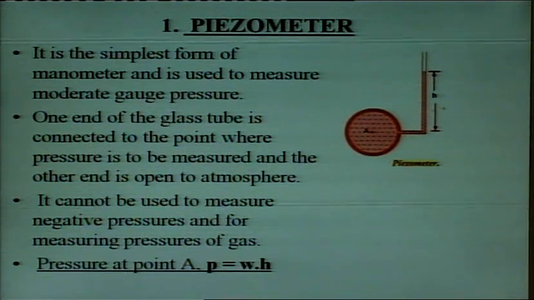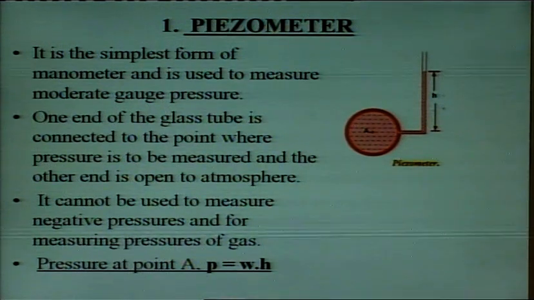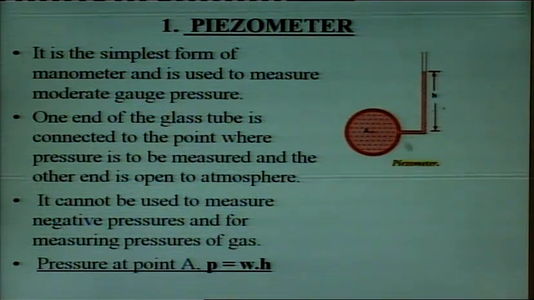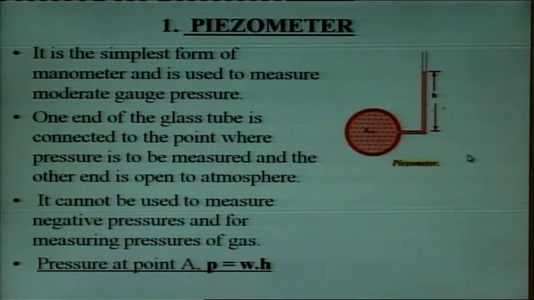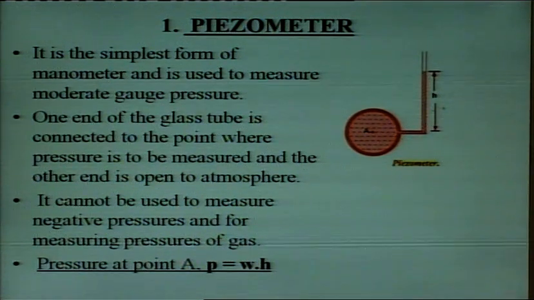One end of the glass tube is connected to the point where pressure is to be measured and the other end is open to atmosphere. So this is what we measure with the help of the piezometer. One end is connected and the other end is free. This is a very simple type which we call a piezometer. It cannot be used to measure the negative pressure or the pressure of gases.